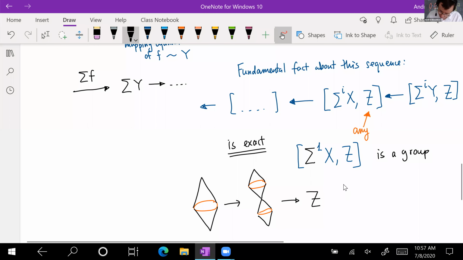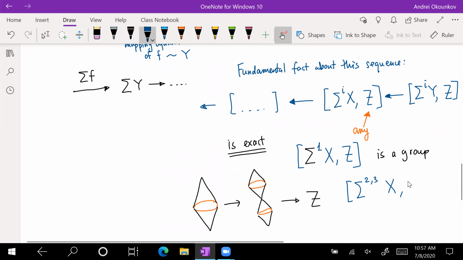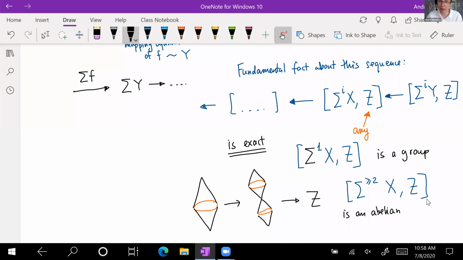And in fact if I take S2 and higher, this is an abelian group. Whatever, S bigger or equal, so maybe this is bad notation. This is an abelian group, by the same argument as why pi 2 is an abelian group, so that's the exact same argument.